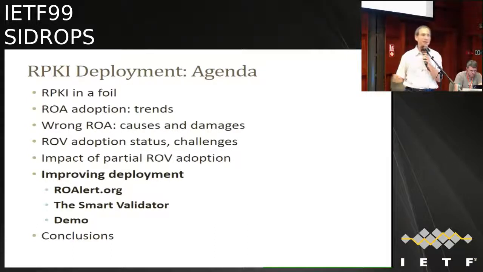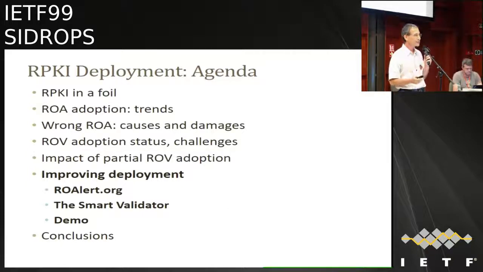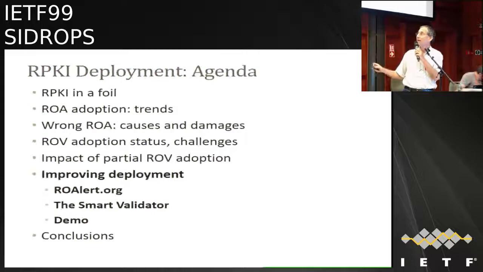RAW alert is a mechanism to identify incorrect ROAs. If you haven't tried it yet, I recommend you do. You can enter your own network, or whatever network you like, by domain name or by IP address, and you can see who is protected, who is not protected, who is issuing ROAs, and which of them are correct and which are incorrect, of course. And then we are developing the smart validator, which I'll talk about, and maybe a demo.